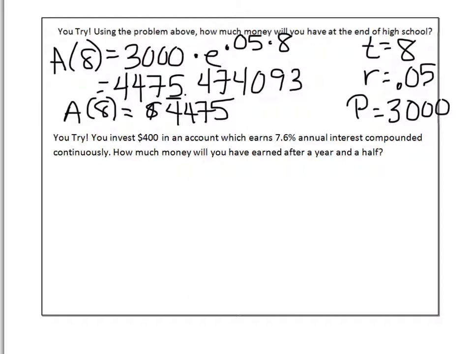Now you're going to do the next U-try. So you're going to have to figure out your variables and then use them in the formula. Check with the neighbor and then unpause this to see if you did it correctly.